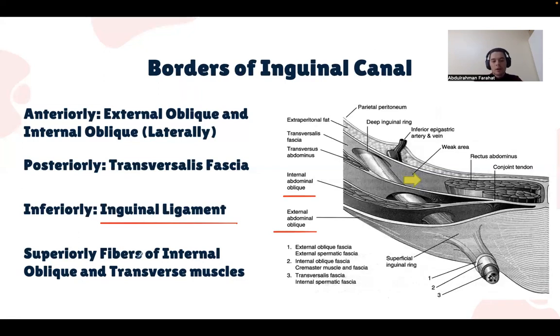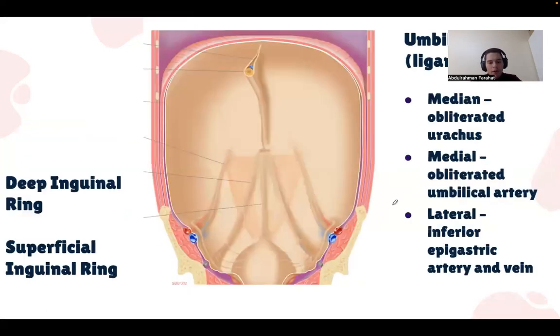And finally, superiorly, what would be found above the inguinal canal would be the internal oblique muscle fibers, the transverse abdominis muscle fibers, the actual muscle fibers going above. Okay, I hope that makes sense. This is the inguinal ligament again.